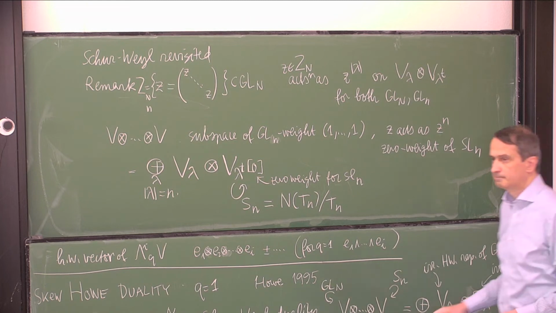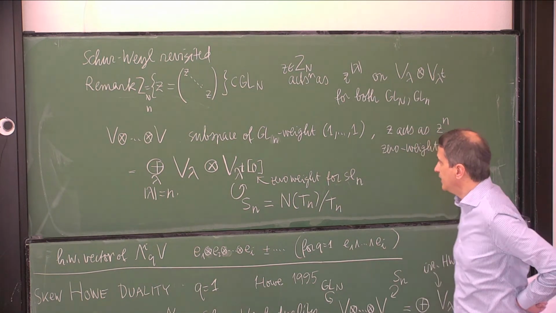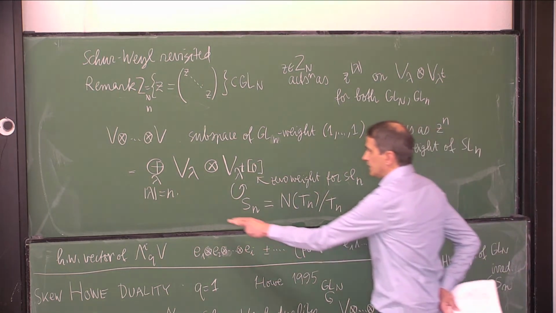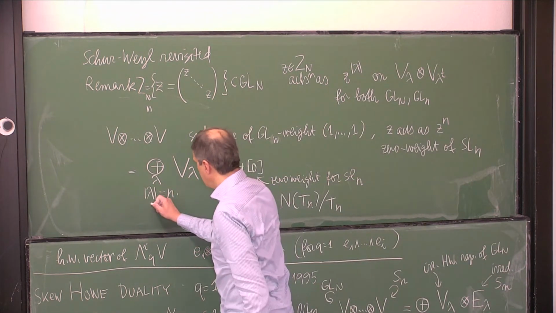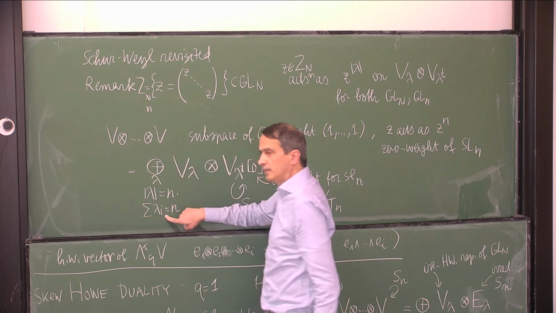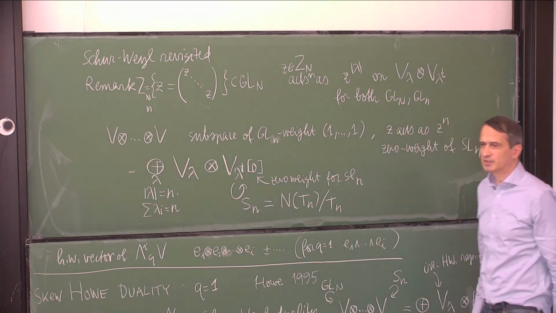So does each of these representations have a zero weight space? No. Doesn't that give you additional constraints on lambda then? Sum of lambda equals n. Otherwise, the Weyl space doesn't exist. So you mean this, right? This is the sum. Right, so this guarantees the existence of a zero weight. Yes.